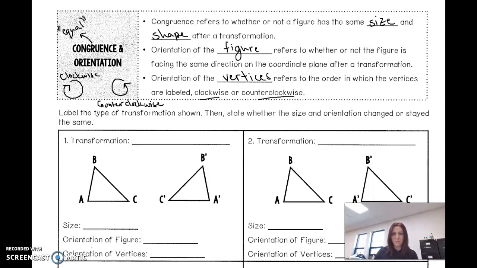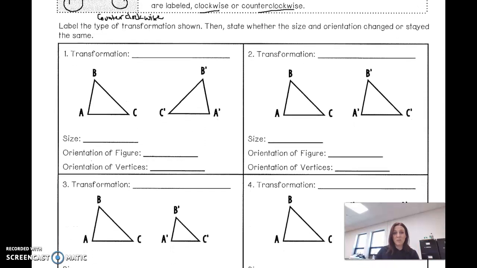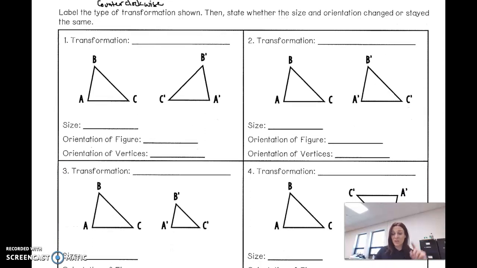Okay? So we're going to label these types of transformations. There's 4 of them here. And then we want to talk about whether their size has changed, got any bigger or smaller, whether their orientation has changed, whether the figure is facing the same direction, or if the letters that we use to name it are going in the same direction, clockwise or counterclockwise, or not. So, think of our transformations. Translation, reflection, rotation, dilation.